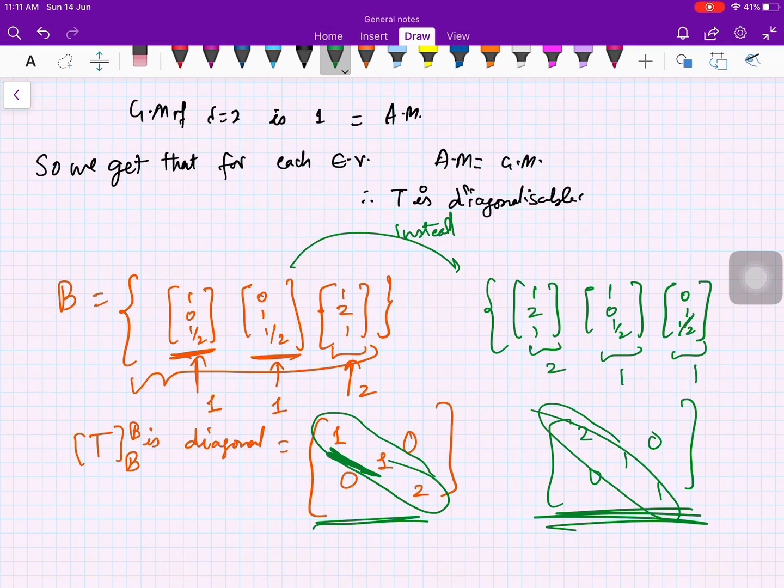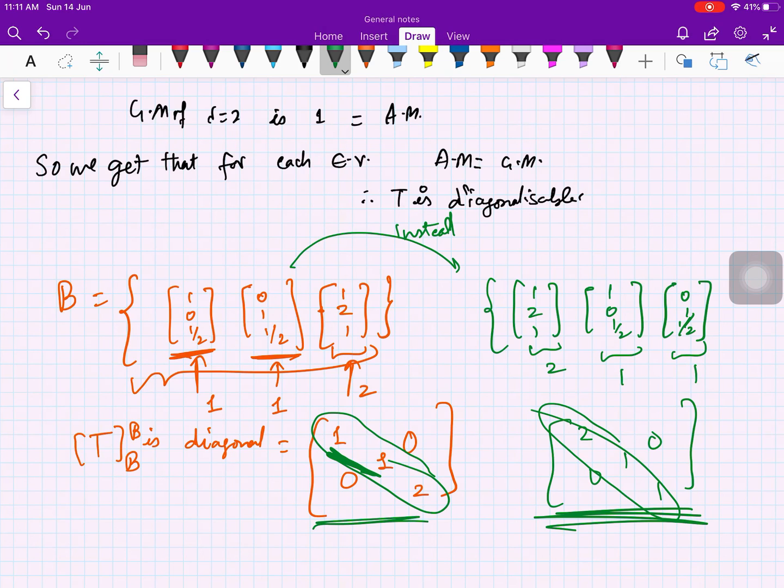Now you see that it is not required that the eigenvalues are distinct for a matrix to be diagonalizable. The only thing we need is that AM should be equal to GM. Okay. So thank you for watching this video. In this video we talked about the diagonalization of a simple matrix or a simple linear operator without any condition.